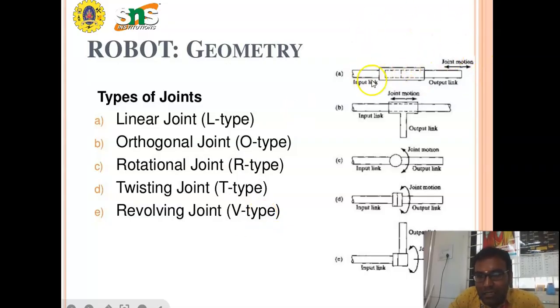The first one is the linear joint. This is the input link and this is the output link. With the help of the joint, the robotic arm moves leftwards and rightwards. The second diagram shows the orthogonal joint. Here there is a provision to make another joint in the perpendicular direction to the input link. The third one is the rotational joint. Here the arm moves in a rotational direction. The fourth diagram shows the twisting joint, that means a T-type joint. And the fifth one is the revolving joint, V-type joint. Here the output gives us the revolving direction.